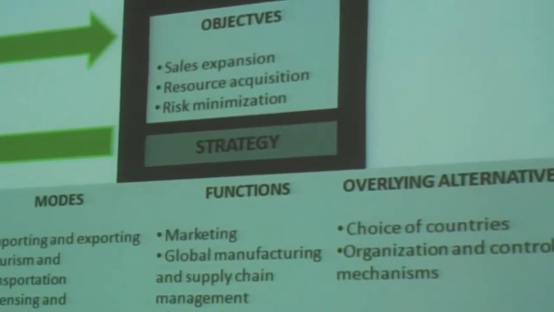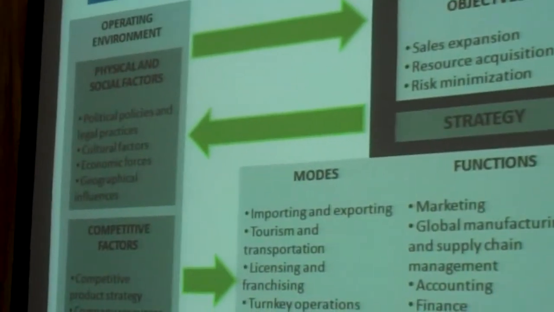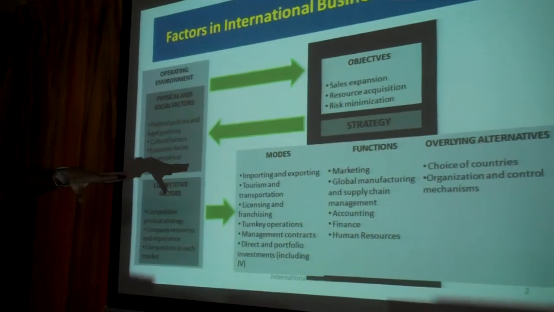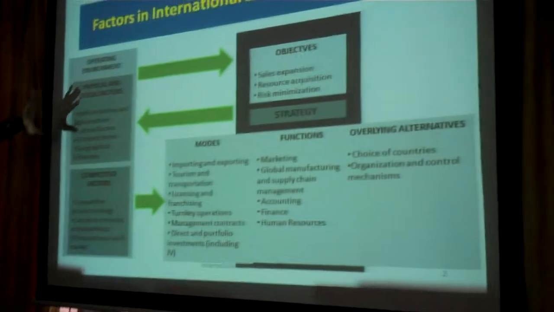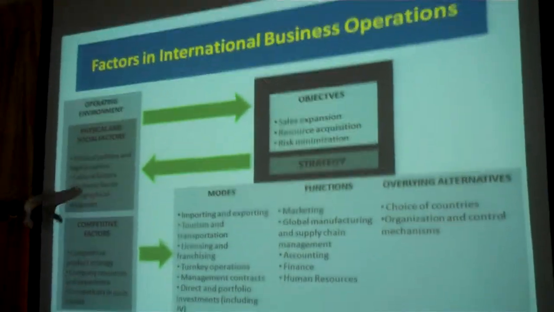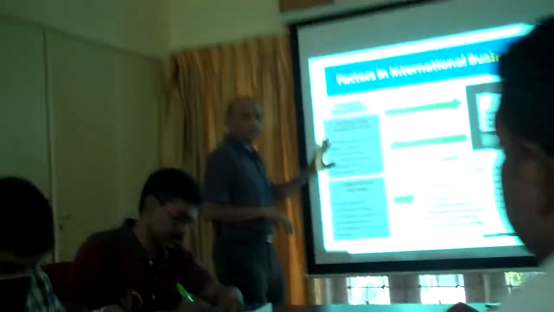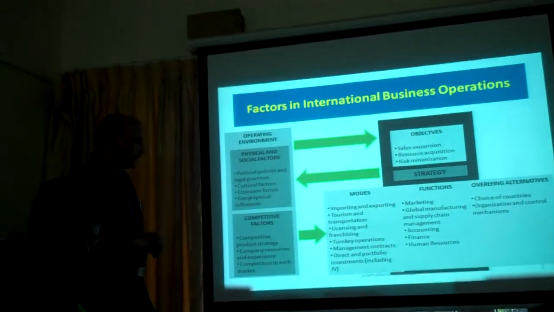achieve these objectives? First, you should understand what your operating environment is. We discussed this last time. In fact, we ended up almost drawing this picture last time, right? So we said international business is affected by political policies, legal practices, cultural, economic and geographical influences. We gave very few, one or two examples of all this. We will study some of these in more detail.